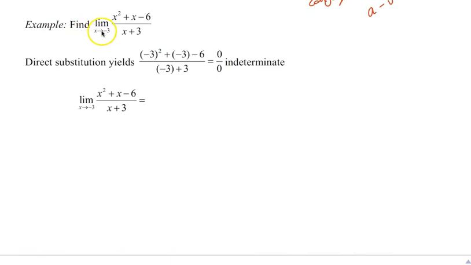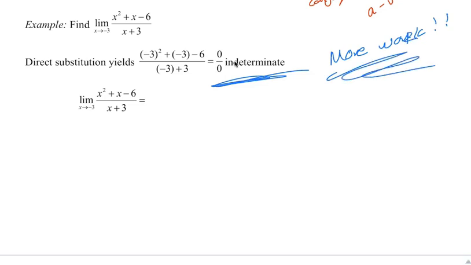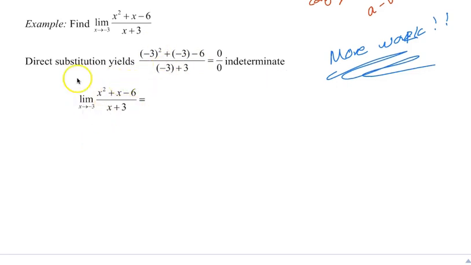Example. Find the limit as x approaches negative 3 of x squared plus x minus 6 over x plus 3. Remember, the first thing we want to try is direct substitution. Just plug it in, substitute it in. If we do it here, this saves a little time, I just wrote it out right here. You get negative 3 squared plus negative 3 minus 6 over negative 3 plus 3, and you get 0 over 0, indeterminate. Remember, all this means is you have to do more work. It's not an answer. In this case, if you notice, this seems fairly easy to factor, so let's factor this.